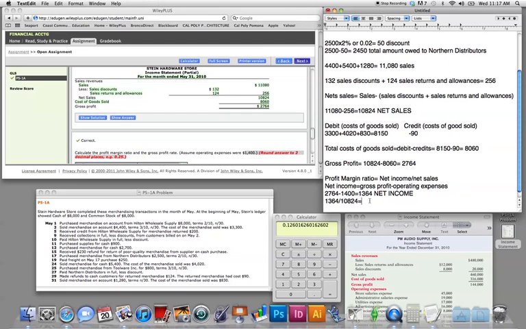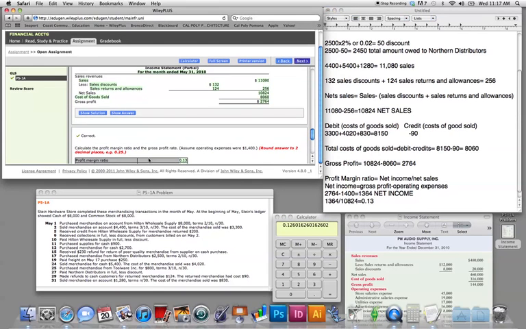Now, it says in this problem to round our answer to 2 decimal places. So if we're rounding, it would be 0.1, and since the 6 makes the 2 round up to a 3, it would be 0.13. And that's how we calculate our profit margin ratio, which is right here. So we just calculated that one.